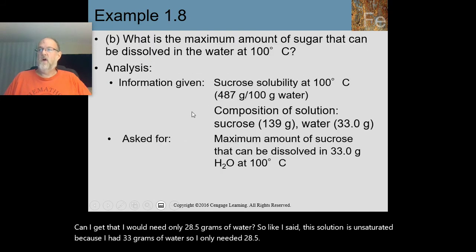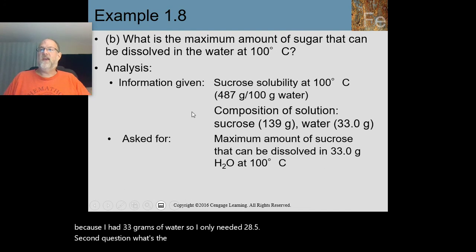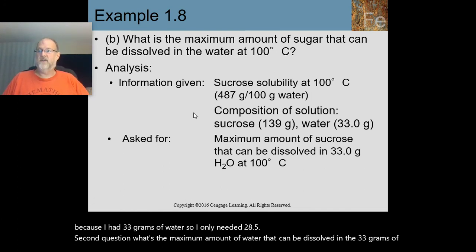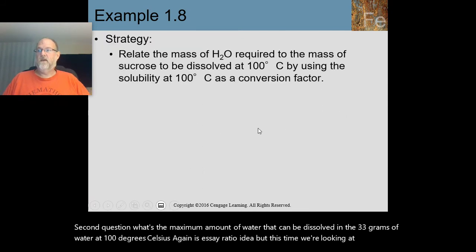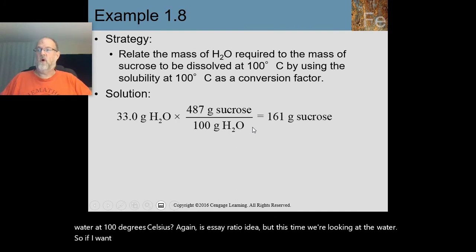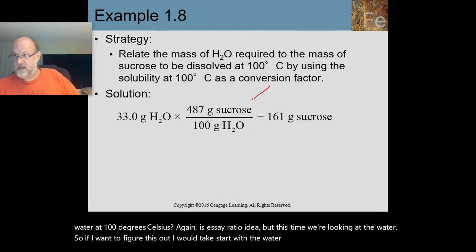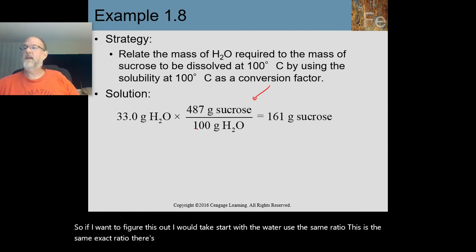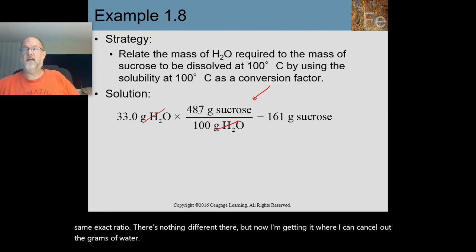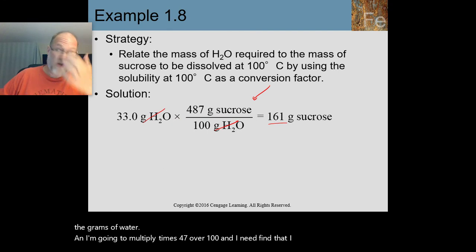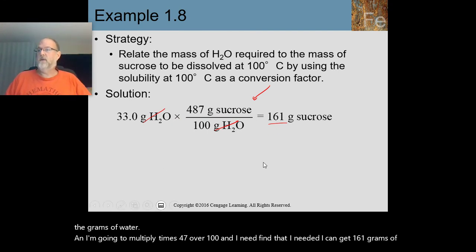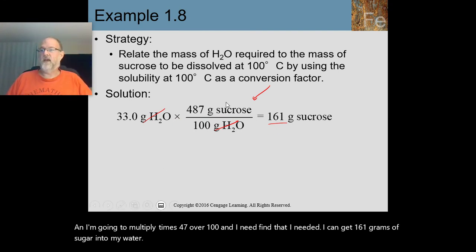Second question, what's the maximum amount of sugar that can be dissolved in the 33 grams of water at 100 degrees Celsius? Again, it's that same ratio idea, but this time we're looking at the water. So if I want to figure this out, I'm going to start with the water. Use the same ratio. This is the same exact ratio. There's nothing different there. But now I can cancel out the grams of water, and I'm going to multiply times 487 over 100, and find that I can get 161 grams of sugar into my water. Okay, so that's using that conversion factor.